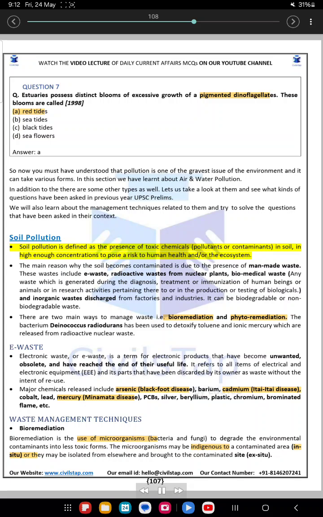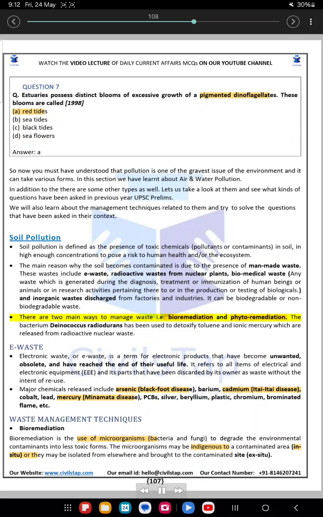Soil pollution. Soil pollution is defined as the presence of toxic chemicals, pollutants or contaminants in soil in high enough concentrations to pose a risk to human health and/or the ecosystem. The main reason why the soil becomes contaminated is the presence of man-made waste. These wastes include agricultural waste, radioactive waste from nuclear plants, biomedical waste, any waste which is generated during the diagnosis, treatment or immunization of human beings or animals or in research activities pertaining thereto or in the production or testing of biologicals, and inorganic waste discharged from factories and industries. It can be biodegradable or non-biodegradable waste.